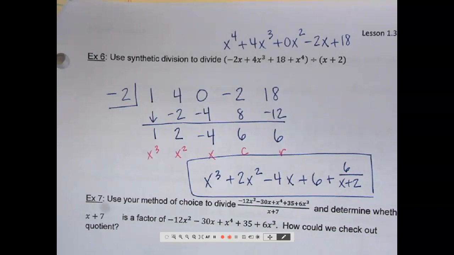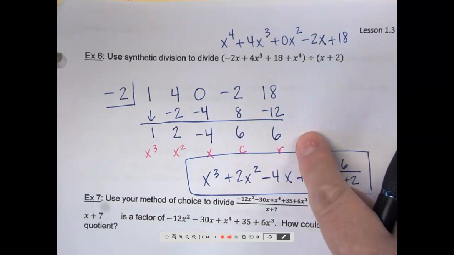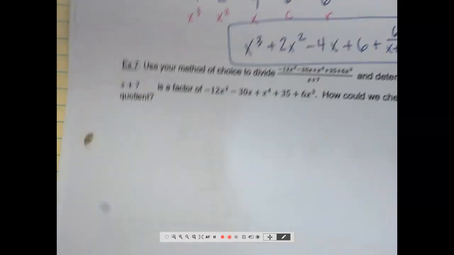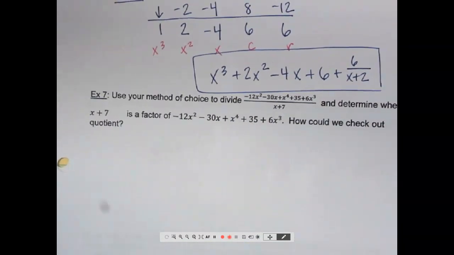Is there always a remainder like this? Sometimes it'll be a 0, like back here, but that last number always represents the remainder. All right, you're going to use your method of choice on this one. Raise your hand if you want to use long division. Wow, okay. Since that's the majority, I'll do it both ways. On your mark, set, go.